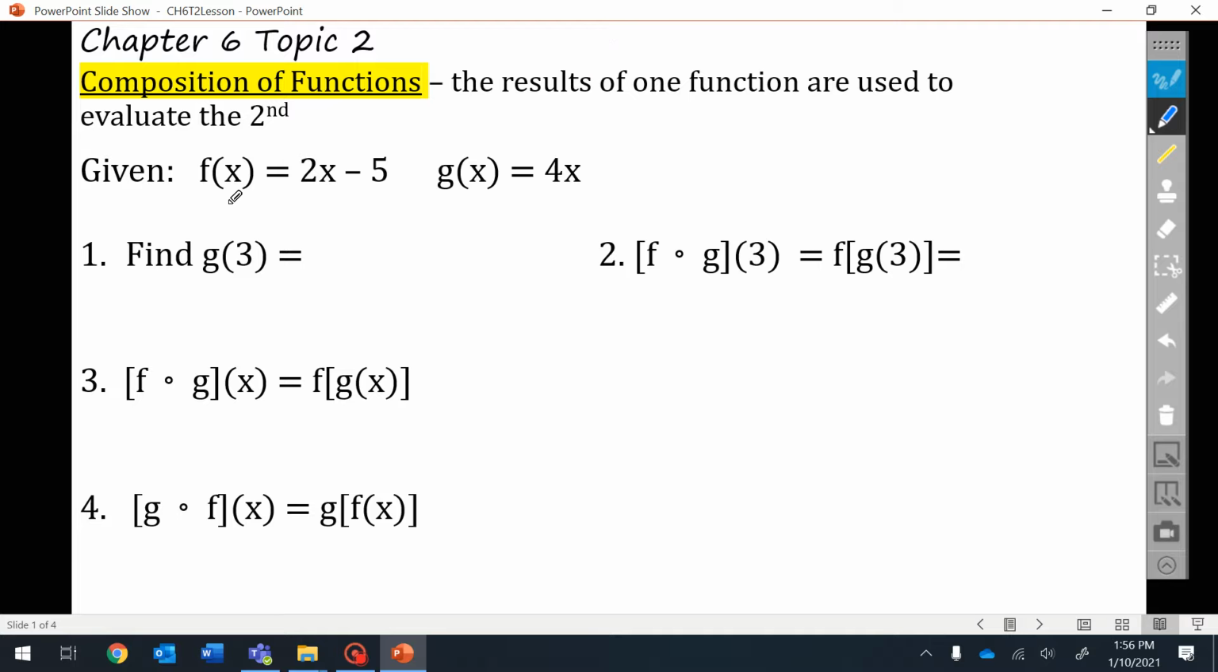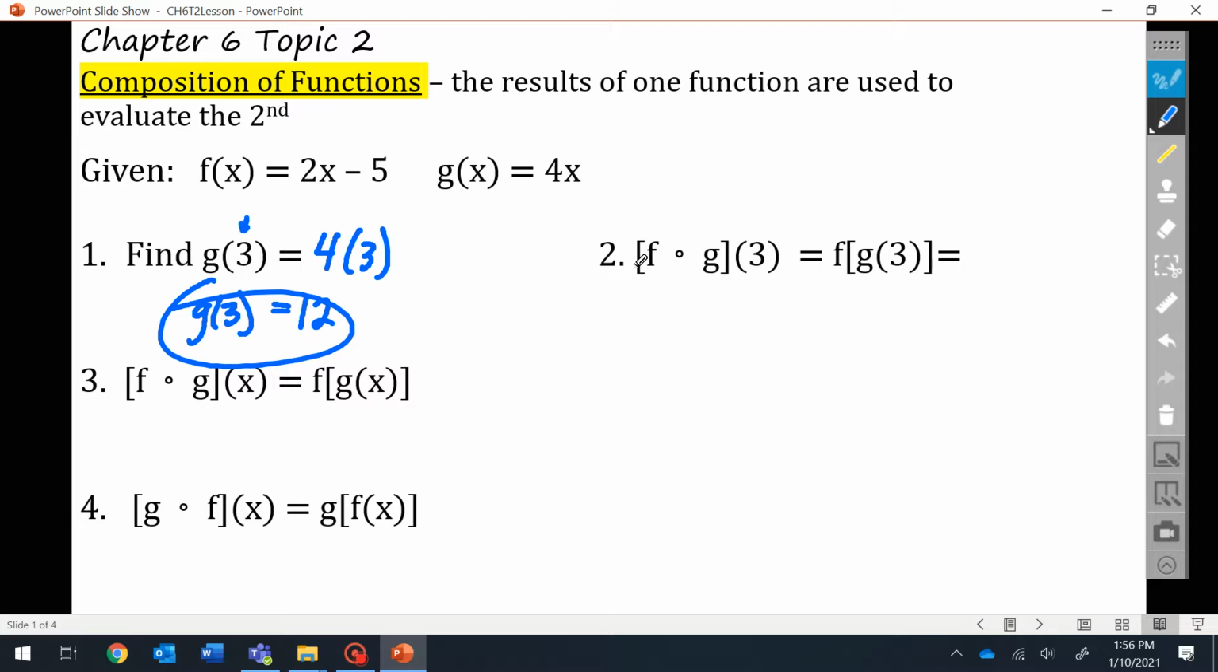So let's first think about these two functions we're given, f of x, which is 2x minus 5, and g of x, which is 4x. Number 1 says find g of 3. Well, this just means to evaluate the g function when x is 3. So essentially I substitute 3 into the g function. So the g function becomes 4 times 3 instead of 4 times x, which is 12. So we would say that g of 3 is equal to 12.